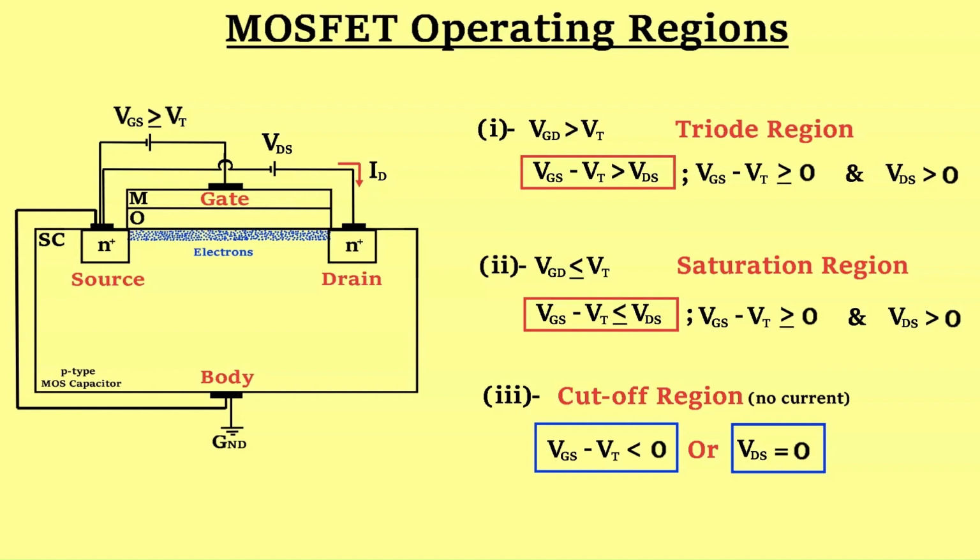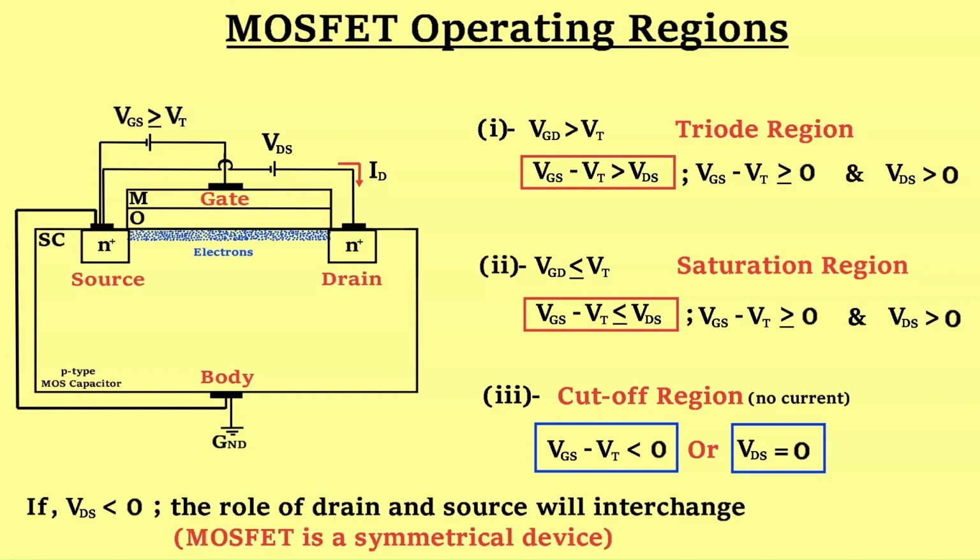When the overdrive voltage is negative, there is no inversion layer. When the drain to source voltage is 0, the charge carriers in the inversion layer do not have a path to flow. In both conditions, there is no current at all. Now, consider the case when the drain to source voltage is negative. In this case, the drain will act like the source and the source will act like the drain. This is because the MOSFET is a symmetrical device, and if the polarity of the drain to source voltage is negative, then the electrons, rather than moving towards the drain, will move towards the source terminal.